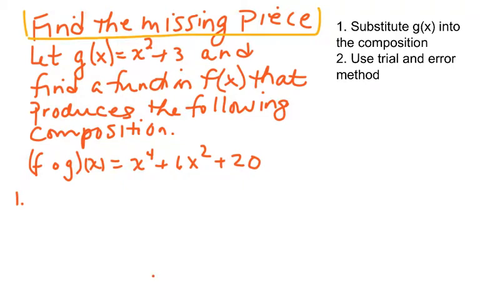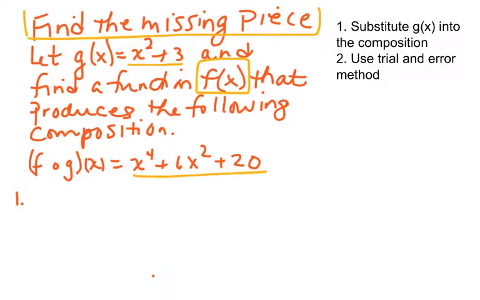This video is on working with compositions in reverse, if you will. You're asked to find the missing piece given that a function g of x is equal to x squared plus 3, and the composition of f with g is equal to this polynomial on the right hand side. So the thing you're after is finding f of x.